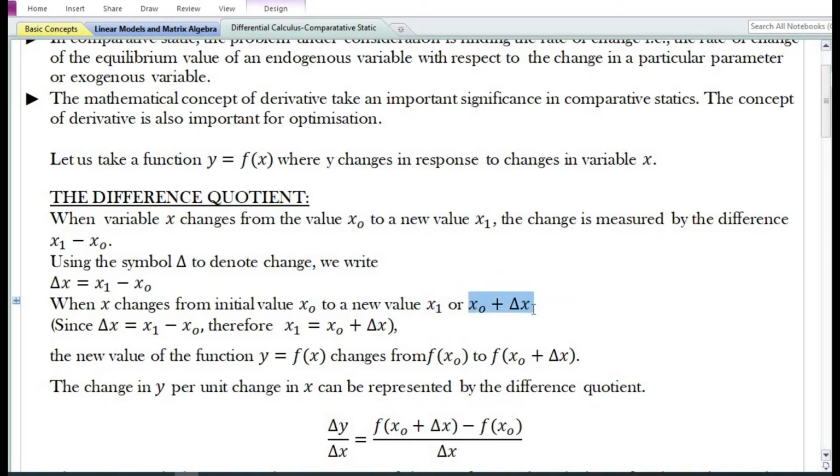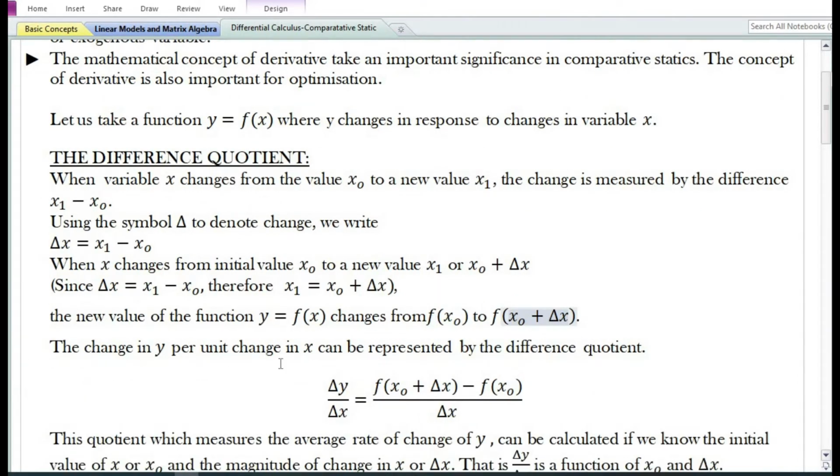The reason is that since delta x is equal to x subscript 1 minus x subscript 0, therefore x subscript 1 is equal to x subscript 0 plus delta x. This is obtained by transferring x subscript 0 to the left hand side. When x changes from initial value x subscript 0 to a new value x subscript 0 plus delta x, the value of the function changes from f(x subscript 0) to f(x subscript 0 plus delta x).